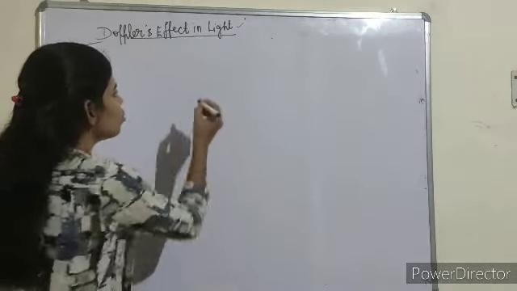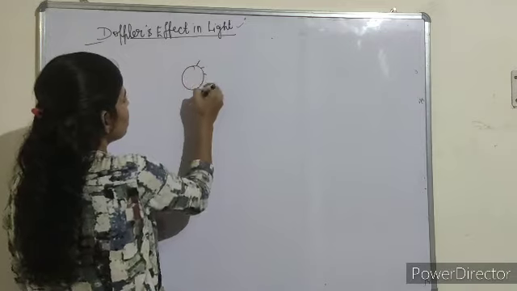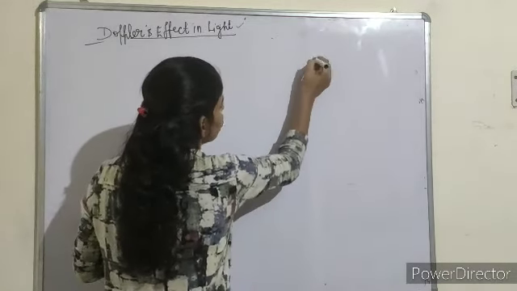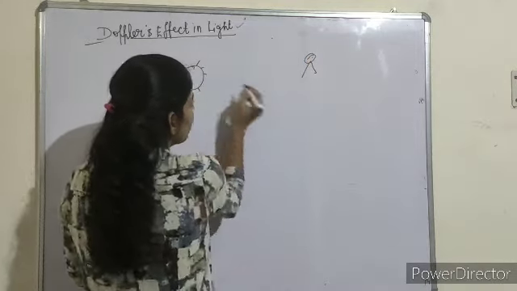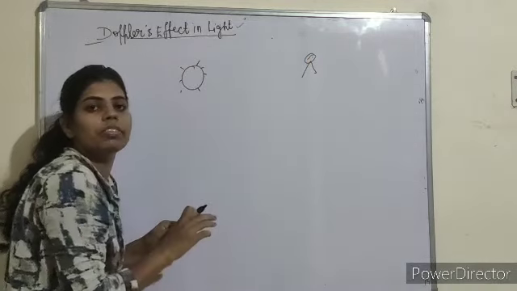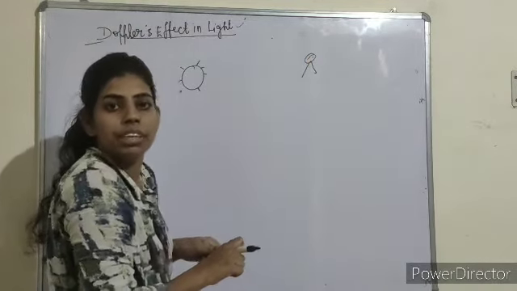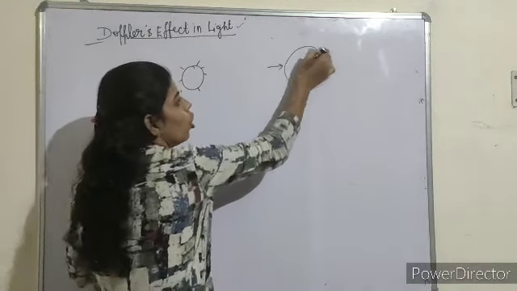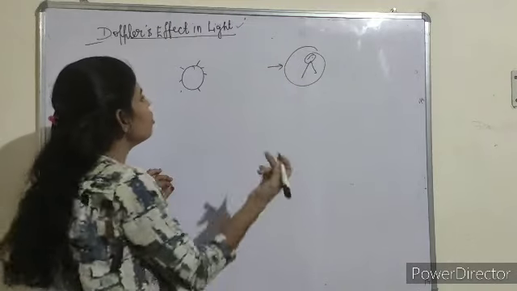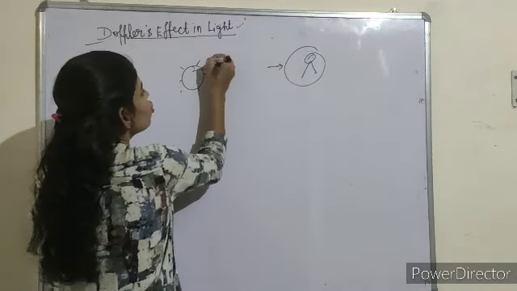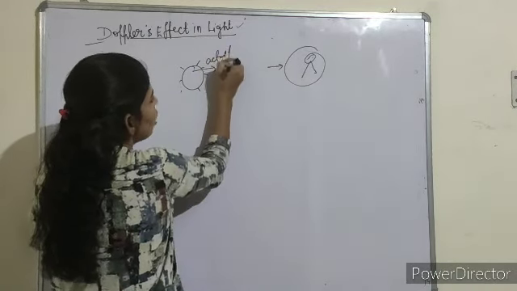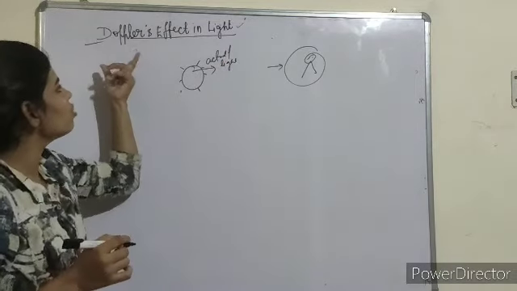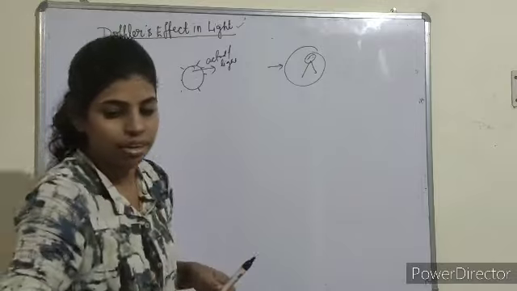of light. Suppose this is a source of light and here is an observer. If there is relative motion between the two, then the apparent frequency of light received by this observer is different from the actual frequency of light emitted by the source. That is known as Doppler's effect.